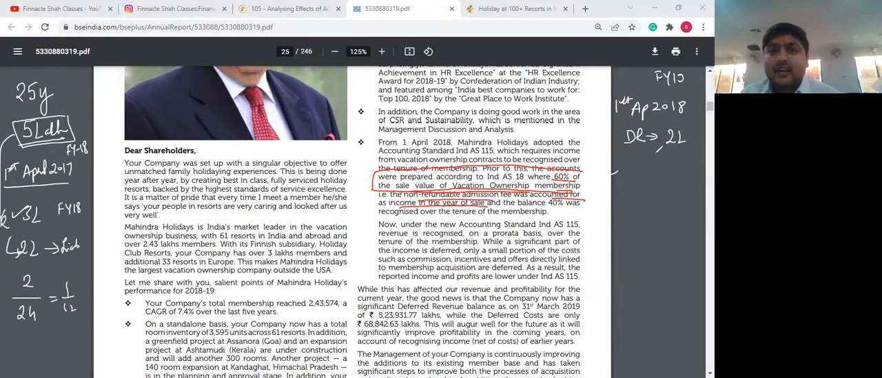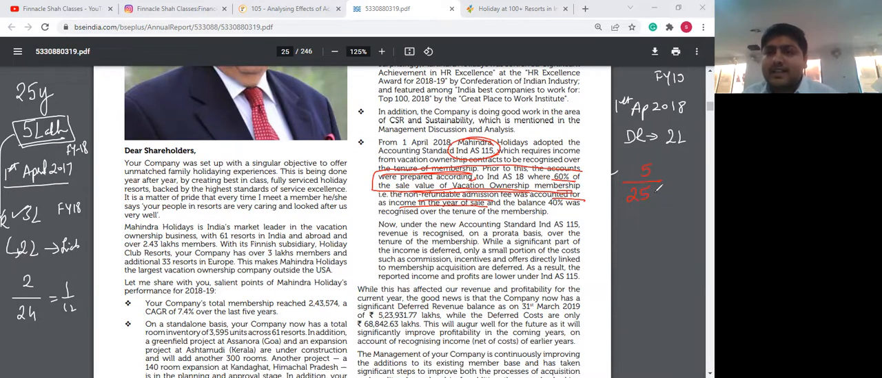But they said we need to change the accounting policies because of the accounting standards mandate to IND AS 115. Now, as per IND AS 115, because this is a live contract, all live contracts were to be recognized on a pro rata basis over a period of membership, which means this contract used to have a value of 5 lakh rupees, and you should have recognized 5 divided by 25 every year.